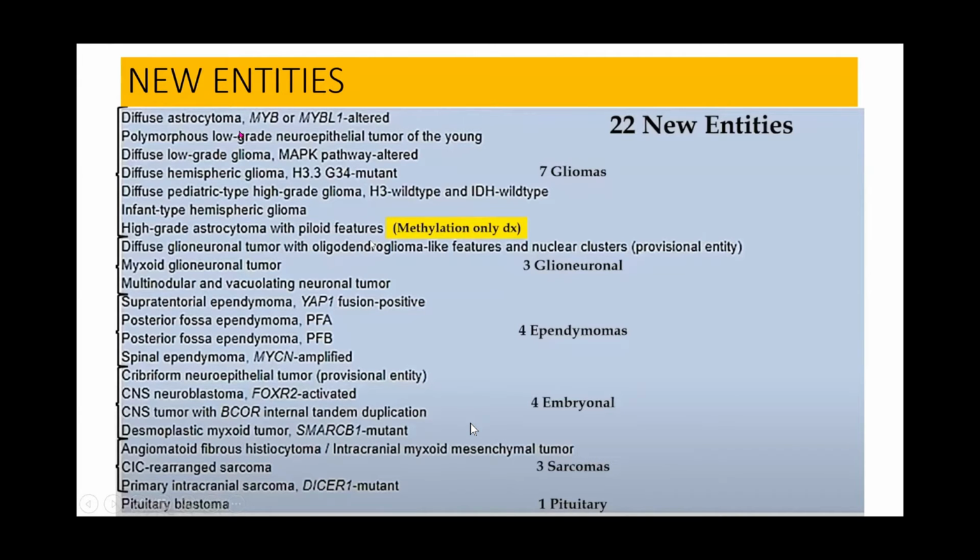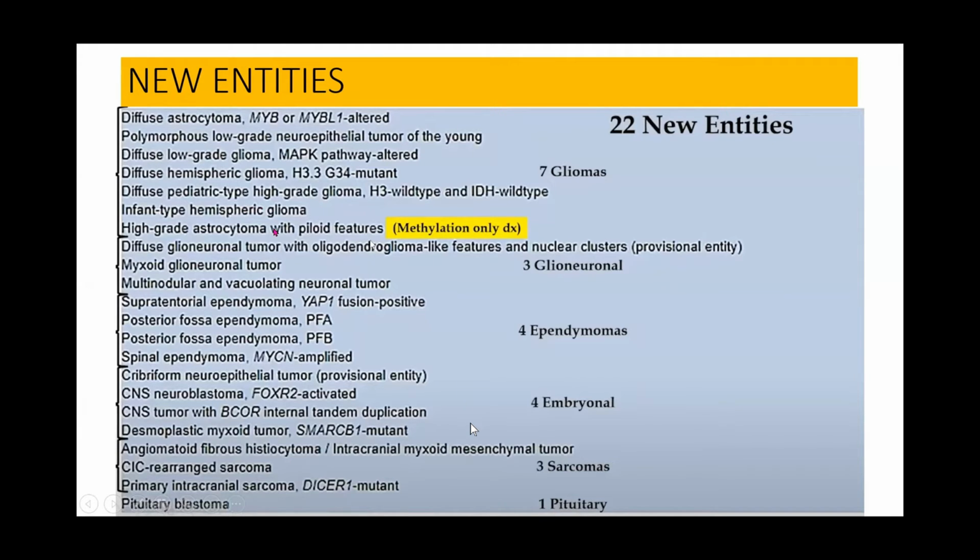So these are diffuse astrocytoma, MYB or MYBL1 altered, a low-grade tumor generally seen in childhood. Polymorphous low-grade neuroepithelial tumor of the young, or PLNTY, seen in children associated with epilepsy. The diffuse low-grade glioma, MAP kinase pathway altered, which is again a low-grade glioma seen in children or in the pediatric age. Then amongst the high-grade tumors, there are 3 gliomas which are all seen in children. The diffuse hemispheric glioma, H3.3 G34 mutant, diffuse pediatric-type high-grade glioma, which is H3 wild type and IDH wild type, and the infant-type hemispheric glioma. So these three are in the pediatric age group.